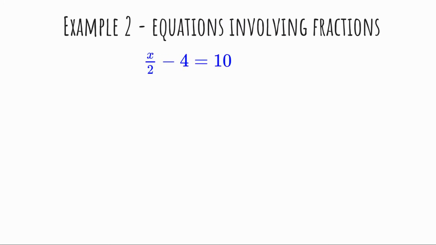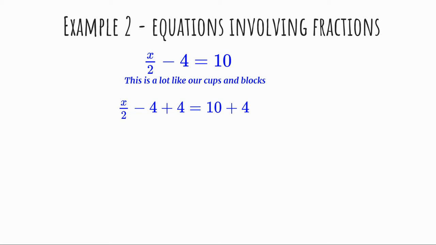Now we have a different example here. It looks similar to some of the equations we've done before, except that this time we have an extra term. So this time we have x over 2, or 1/2 of x minus 4 equals 10. Well, it looks a bit like our cups and our blocks. So I would probably get rid of the 4 on the left side by adding 4 to both sides. And when I do that, of course, the left side just leaves me x over 2, or 1/2 of x, and on the right side 10 plus 4 is 14.